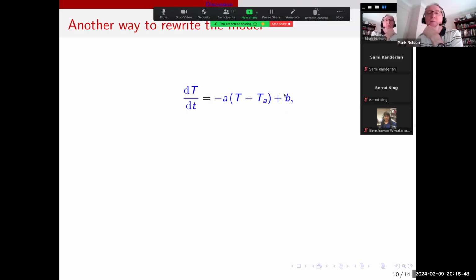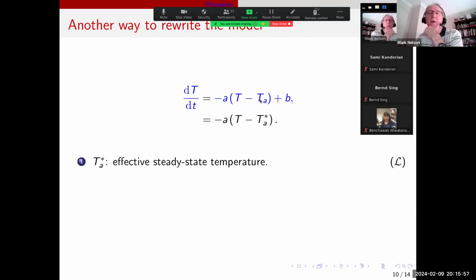And here, if I multiply by the number 1 and I write the number as a divided by a, I can see I'm going to have a common factor of a, and then I can bring this inside the bracket and I can rewrite the equation like this. If I rewrite the equation like this, then I can call this temperature here the effective ambient temperature, but it is also the effective steady state temperature. So the effect of having the heat flux is equivalent to raising the ambient temperature.